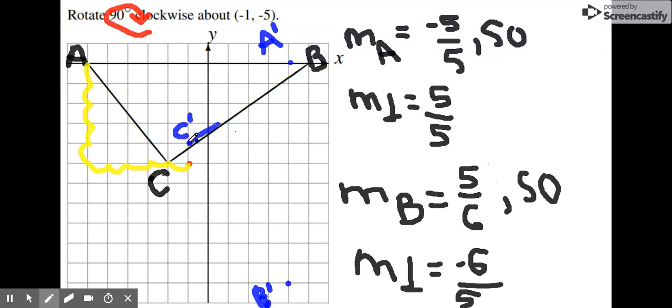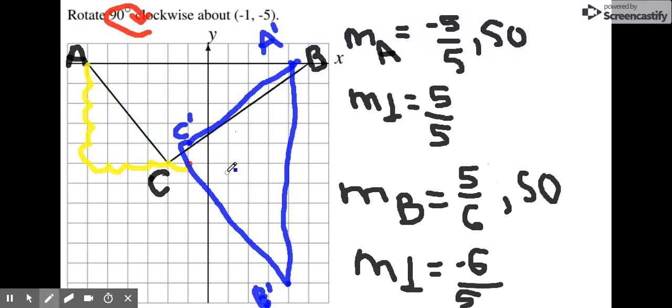So all we have left to do is to connect our vertices, and you obviously want to be as straight as you can, using a ruler if needed. But as you can tell, this is going to be the same shape and size as the pre-image, and so that tells us that we rotated correctly, because rotations preserve size and shape of the pre-image, and we also preserve the orientation. So as we move from A to B to C, that's moving clockwise around those vertices. And then when we look from A prime to B prime to C prime, we're also moving around those points in a clockwise orientation. And so that's another way for you to verify that you rotated correctly.